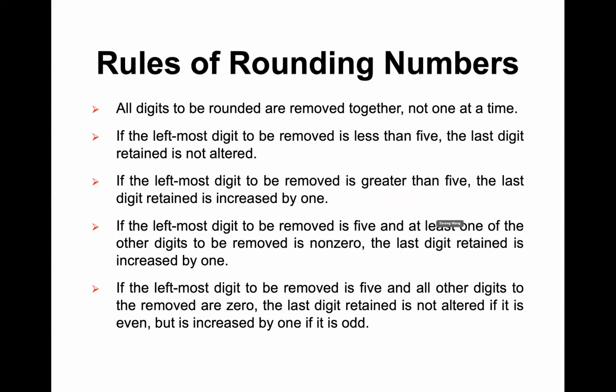Right? Now, another thing here: if the leftmost digit to be removed is 5, and all other digits to be removed are 0, this case applies. You look at the last digit retained. If that is even, we just write it as is. But if it's odd, like 1.35, we make it even, just increase by 1. So this will give 1.4. Those are the general rules we use when rounding numbers.